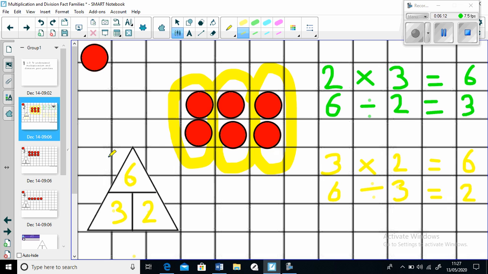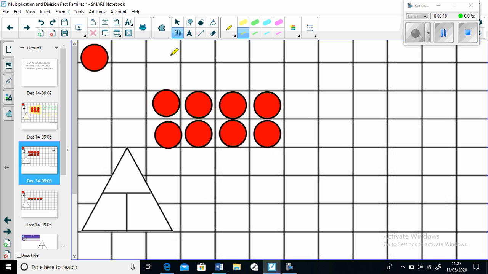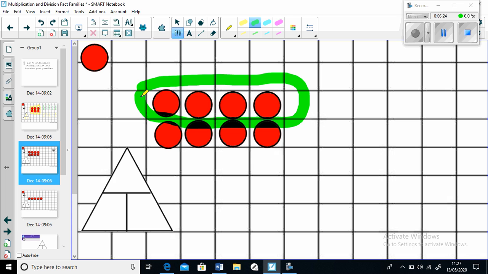Let's do the exact same thing for a different array. Let's have a look at this array here. Okay, I'm going to begin in exactly the same way. I'm going to circle my rows. I'm just going to try and work a little bit faster this time. Circle my rows and come up with a multiplication and a division problem. So I've got rows of 4. 2 groups of 4. That's it.